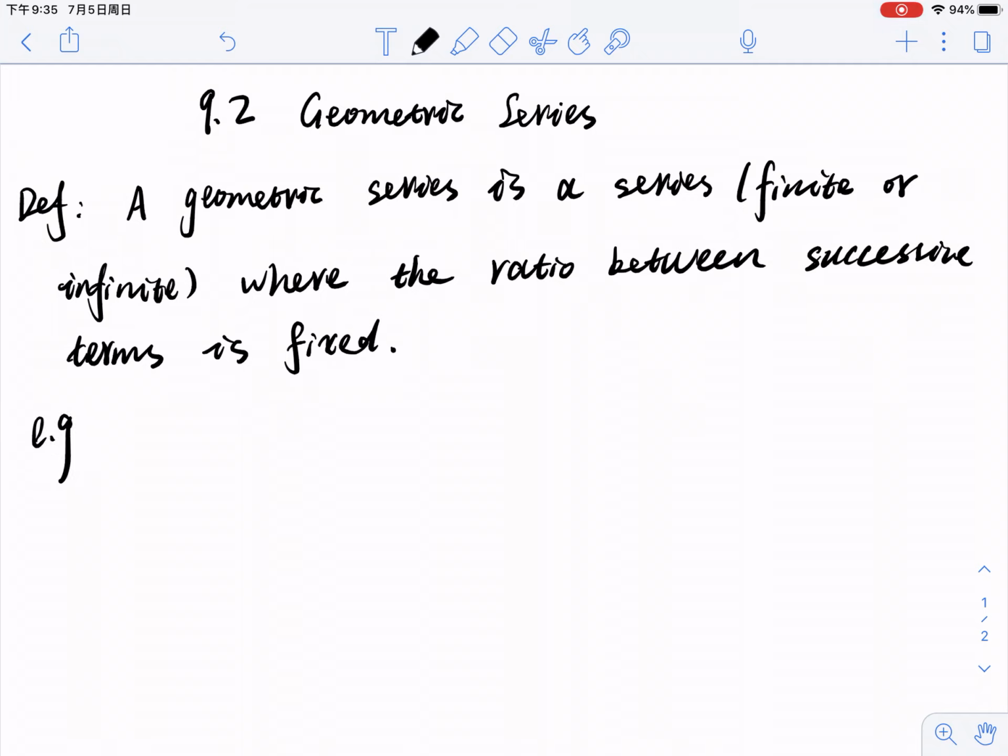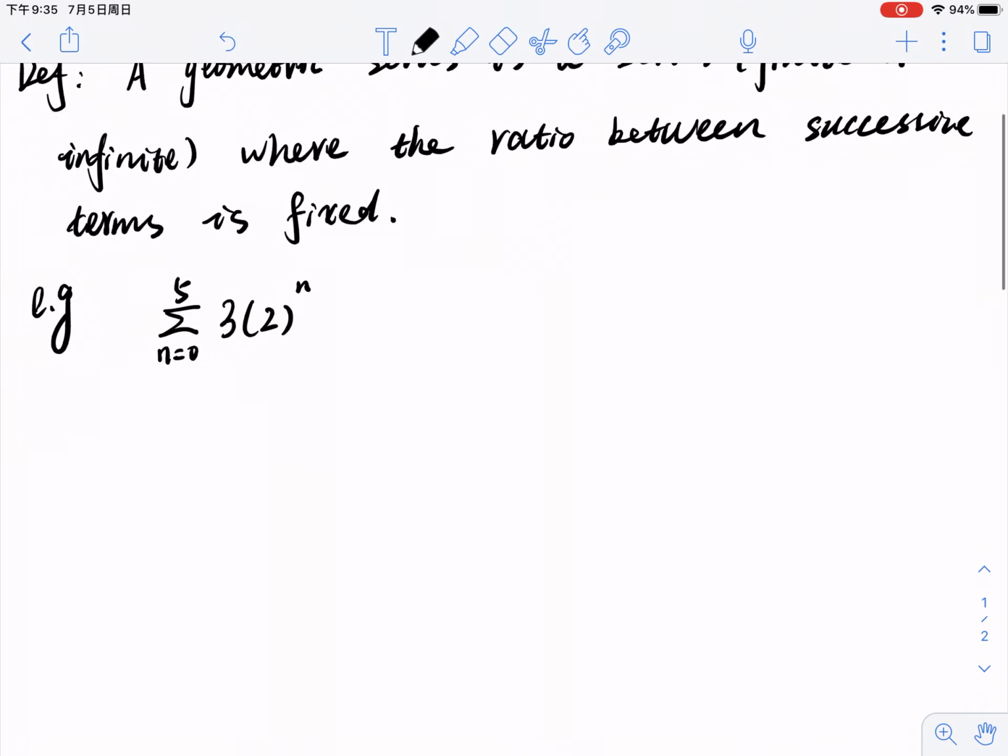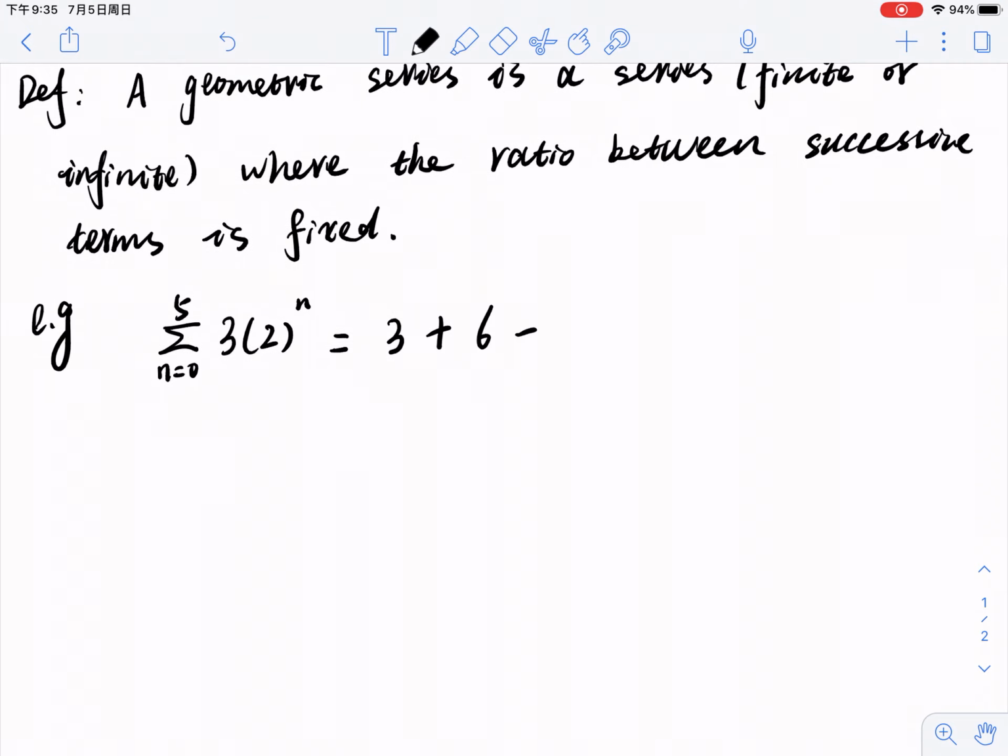For example, the sum of 3 times 2 to the power n, from n equals 0 to 5. If we expand it, when n is 0 it's 3, then n is 1 it's 6, then plus 12, plus 24, plus 48, plus 96. So this is a geometric series. The ratio between successive terms is 2.